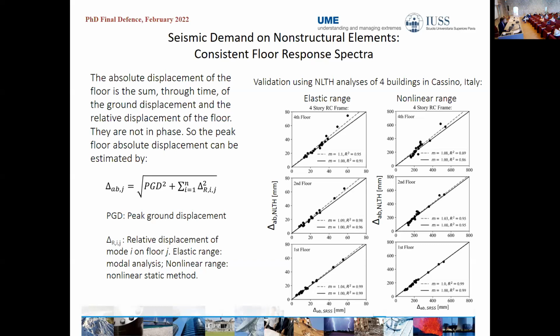In these plots, you can see on the horizontal axis the results from this equation, and on the vertical axis the results from nonlinear time history analysis. The black solid line is the one-to-one relationship between the two, and the black dots are the individual results from different ground motions. As you can see here, the black dots align relatively well with the black solid line, so this equation is a good predictor. We conclude that this equation is a good predictor of the peak floor absolute displacement.